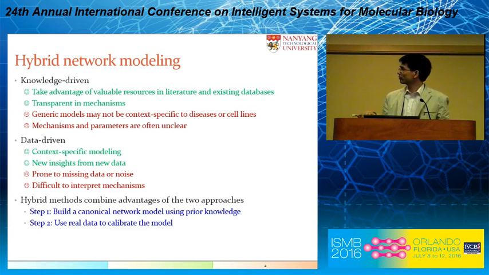Therefore, we advocate hybrid modeling, which combines the strengths of these two approaches. Basically, there are two steps. One is to build the model based on knowledge, that is knowledge-driven. And then we use the data to calibrate the model. So in a sense, the knowledge-driven method is deductive, and data-driven is inductive. If we can connect them, then there's a cycle, so we can do iterative modeling.